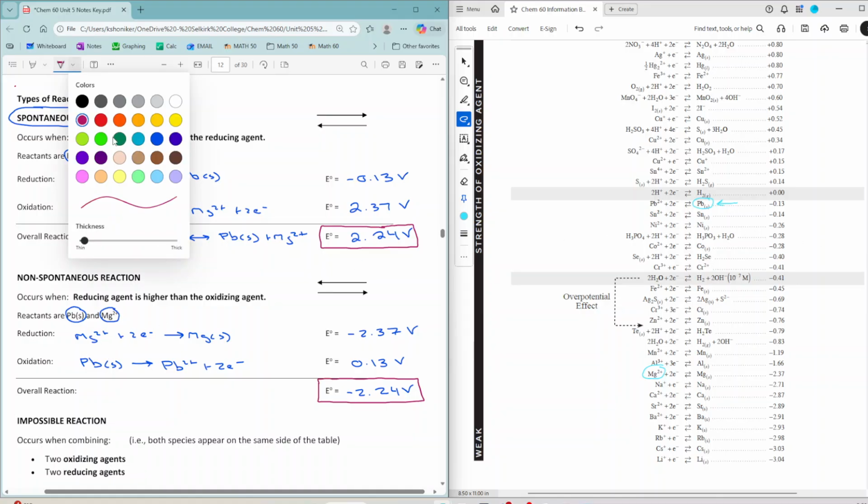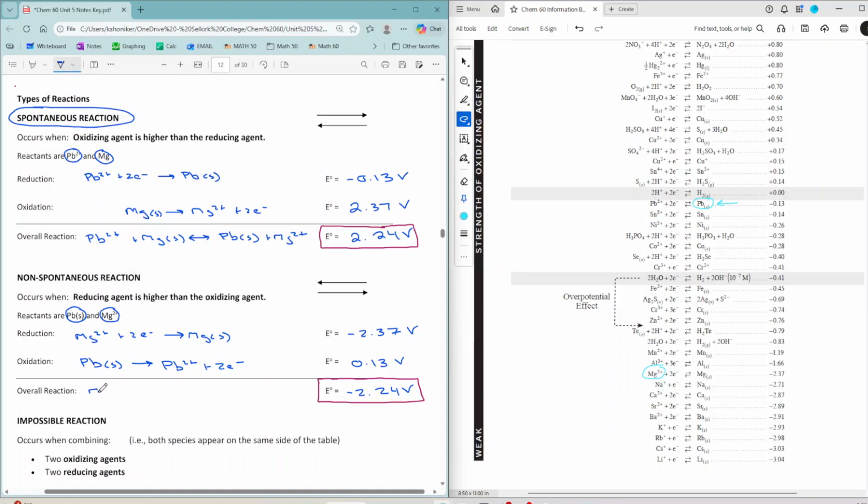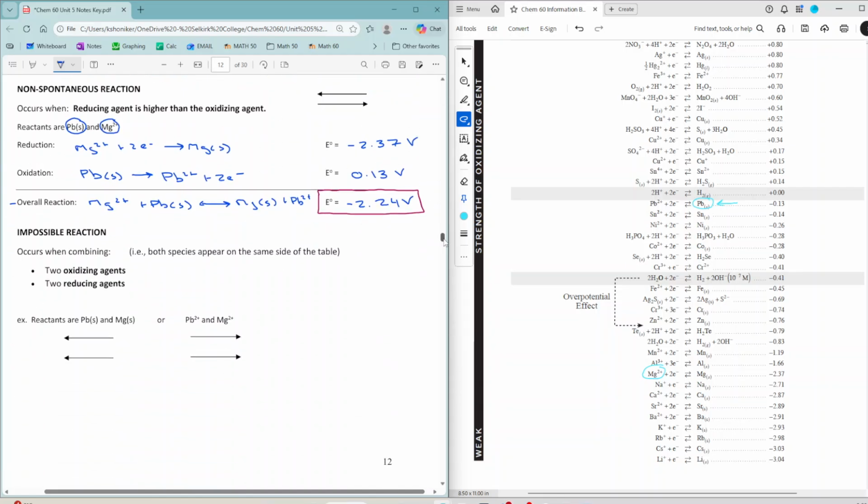And then lastly, the overall reaction here is the magnesium ions and the lead solid. And again, we use an equilibrium now because it's showing that this reaction and this reaction can occur either way, even though there's more of a tendency for it to occur one way. We go back to equilibrium. We'll form magnesium solid and lead ions. Okay, and then the last thing here is just an impossible reaction.